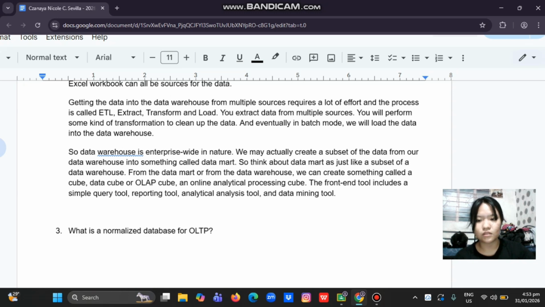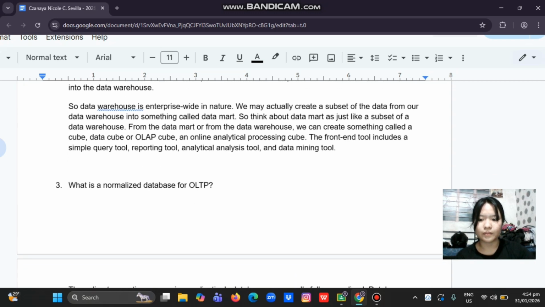So data warehouse is enterprise-wide in nature. You may actually create a subset of data from the data warehouse into something called a data mart. So think about the data mart as just like a subset of a data warehouse. From the data mart or the data warehouse, we can create something called a data cube or OLAP cube, an online analytical processing cube. The front-end tool includes a simple query tool, reporting tool, analytical analysis tool, and data mining tool.